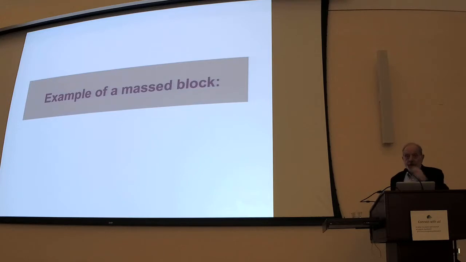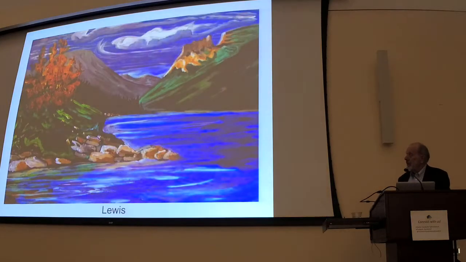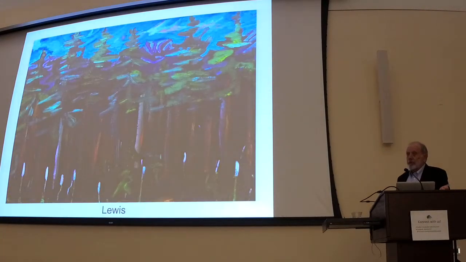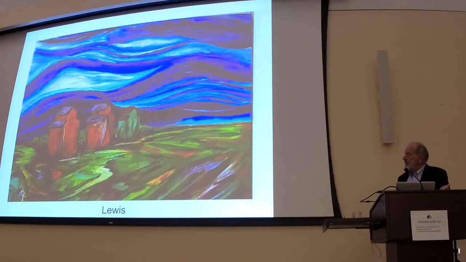So I'll give you a little better feeling for it. This was what a massed block would look like. It would tell you that that's a painting by Lewis. That's a painting by Lewis. There's one by Lewis. There's one by Lewis. These aren't particularly good painters.